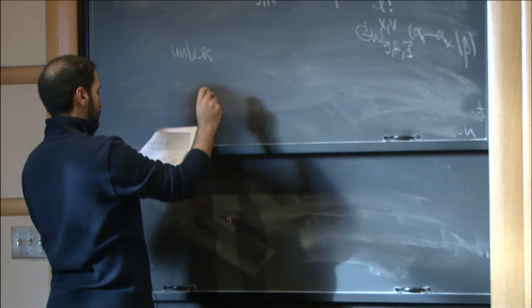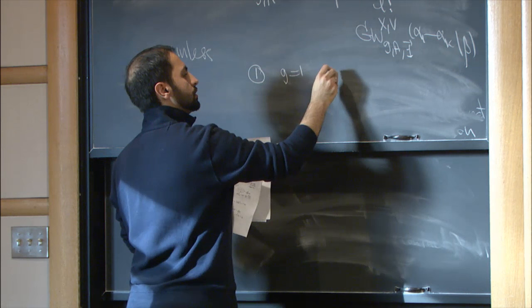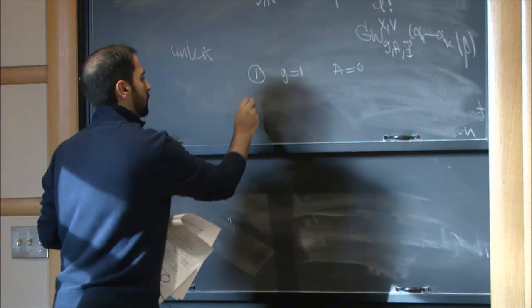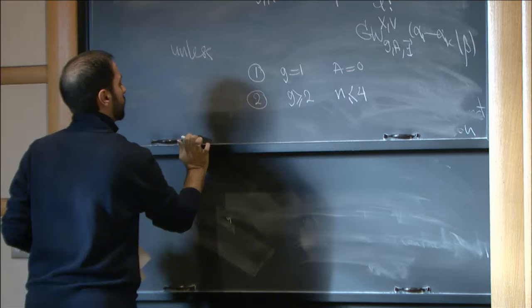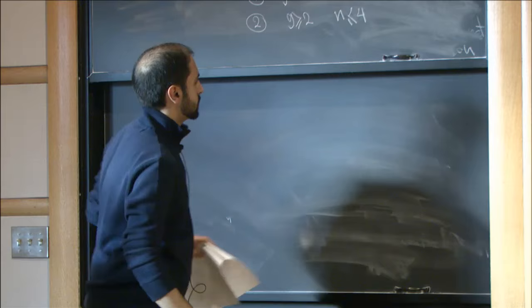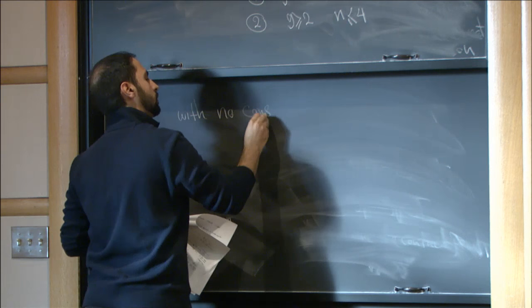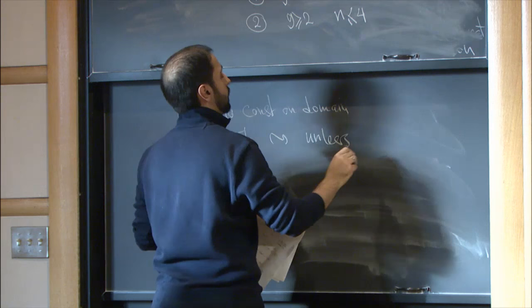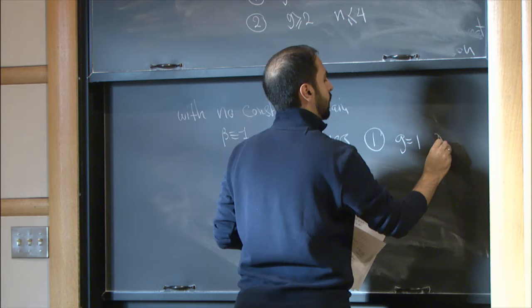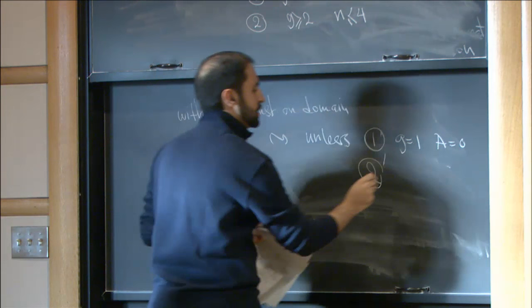One is G equal to 1, A equal to 0. So degree 0 maps with genus 1. The other bad case is genus bigger than or equal to 2, and N less than or equal to 4. If you put beta equal to 1, if you put no constraints on the domain, the statement is, so beta equal to 1, then the statement is that, unless, again, G equal to 1, A equal to 0, G bigger than or equal to 3, N equal to 4.